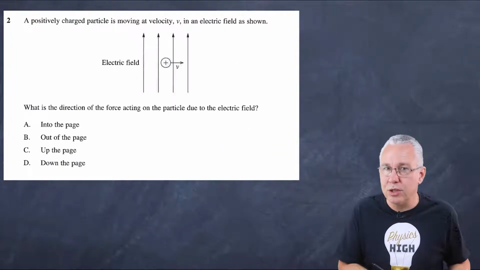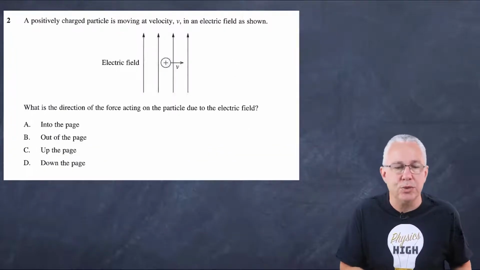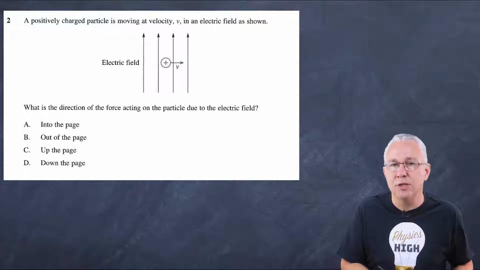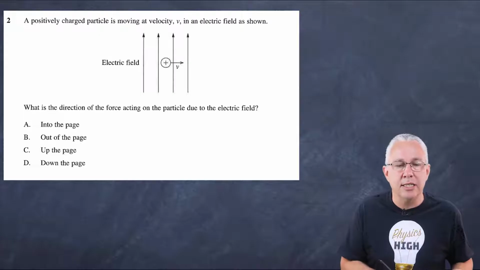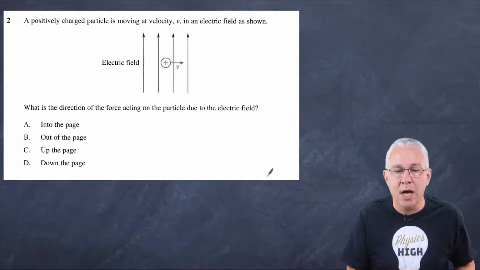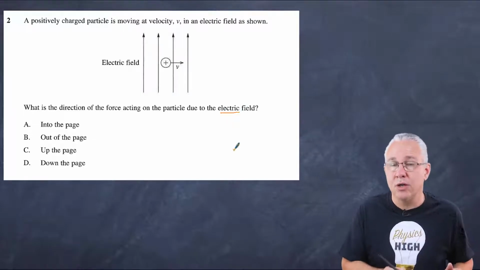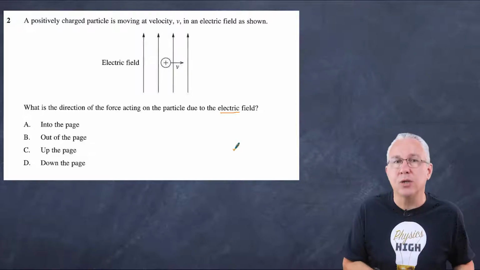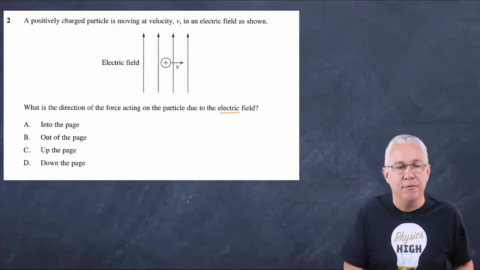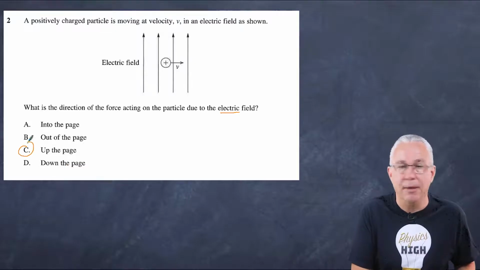Question 2 deals with electromagnetism, which is Module 6. In this case, we have a charge moving in an electric field at a constant velocity, and it asks in what direction is the force acting on the particle due to the electric field. It's important to highlight this is an electric field, not a magnetic field. In an electric field, the lines of force represent the direction that a positively charged particle will experience within that field. And since the arrows are pointing up, therefore the force is going to be up the page.